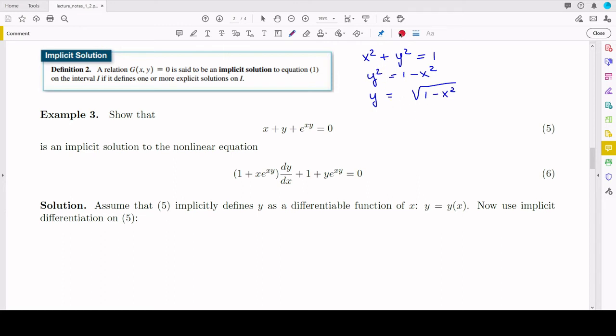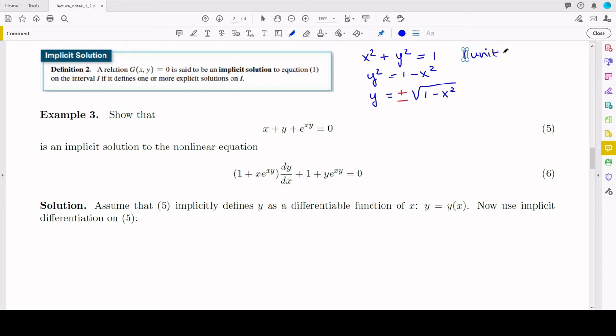Because we can take the positive or the negative square root, and then we have two different solutions. In fact, there are many others, but that's not what we're interested in. So let me show you.